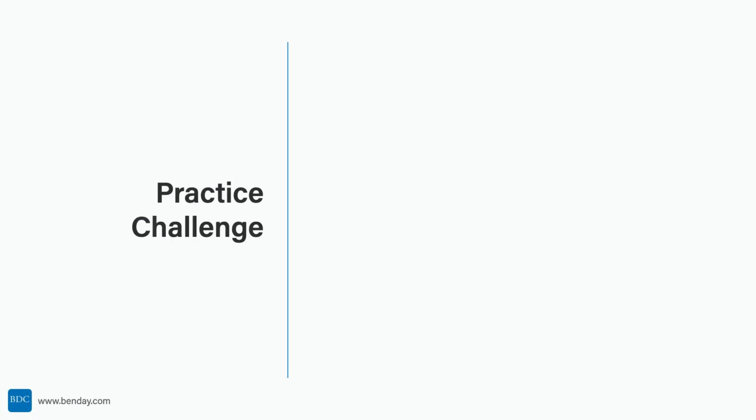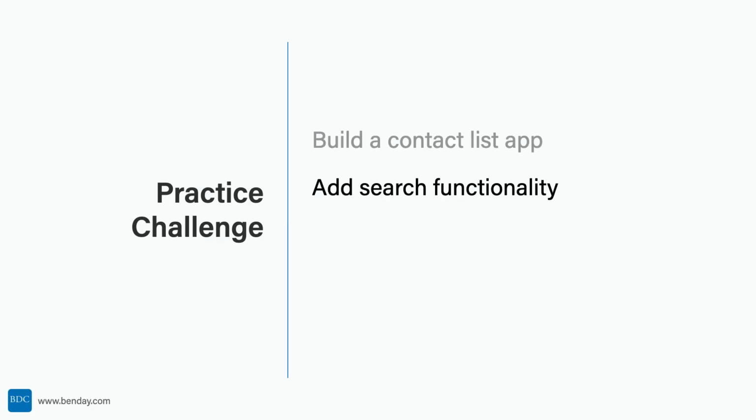Here's your homework, a simple challenge to practice what we've learned. Create a console app that manages contacts. Use a dictionary where the key is the person's name and the value is their phone number. Let users search for contacts by name. Use the dictionary's fast lookup. Also list all contacts using a foreach loop.